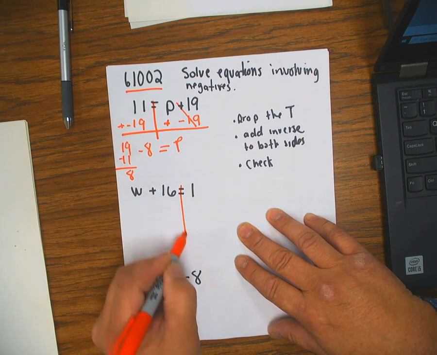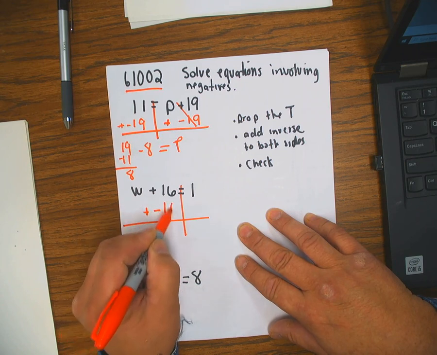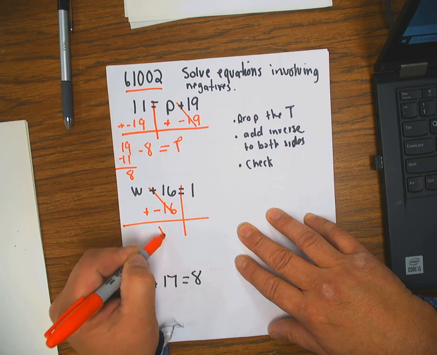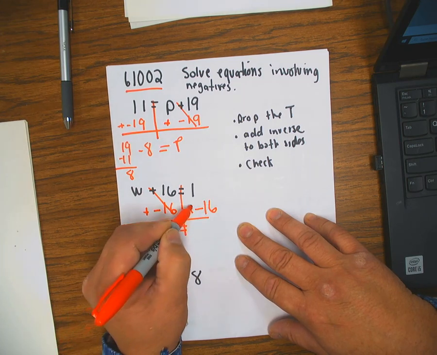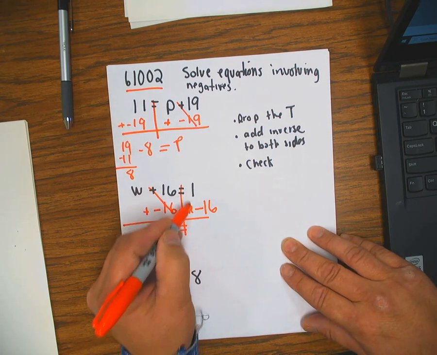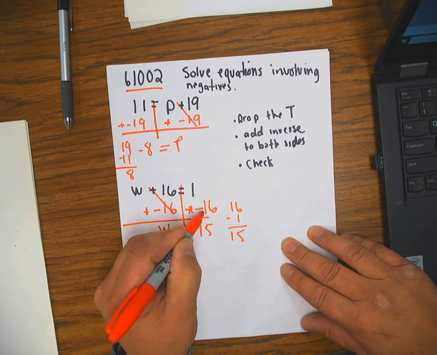Okay, drop the t, look for the variable, add the opposite because a positive 16 plus a negative 16 equals 0. I'm left with the variable. So I'm going to add the opposite, plus negative 16. So that's a positive plus a negative. 16 minus 1 is 15, but it is a negative.